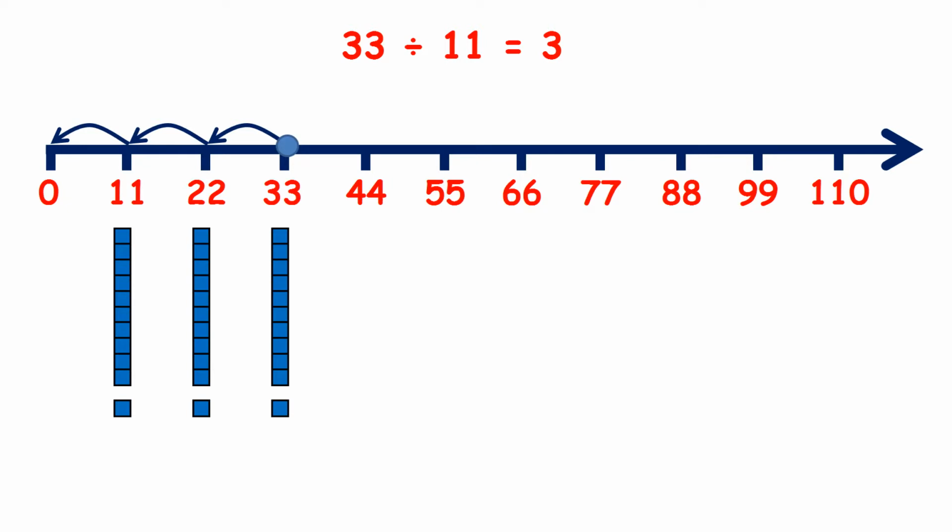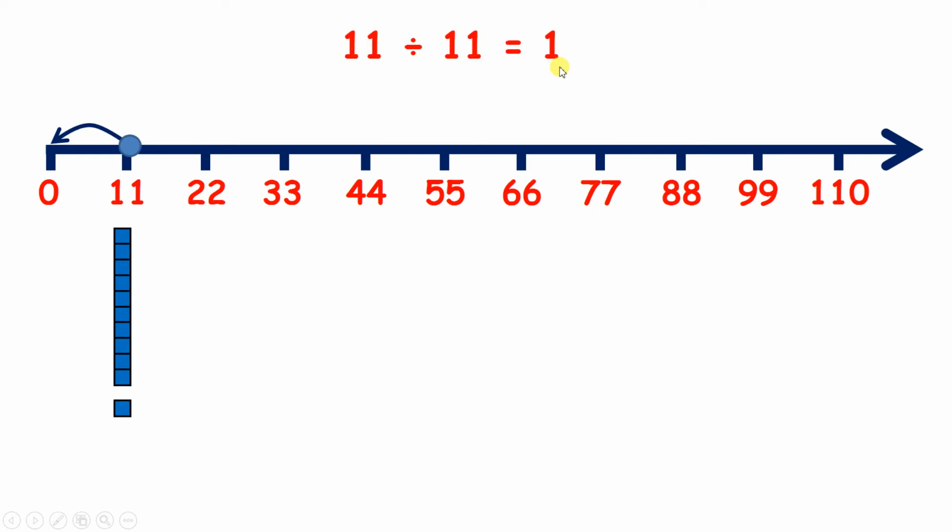33 divided by 11 is 3, because if we have 33, we can take away 11 3 times to get to 0. 22 divided by 11 is 2, because if we have 22, we can take away 11 twice to get to 0. 11 divided by 11 is 1. 0 divided by 11 is 0.